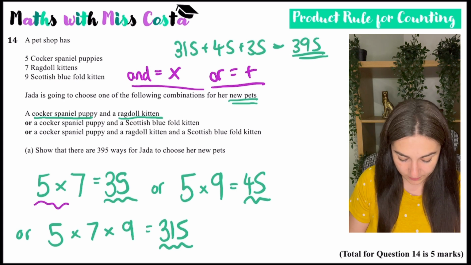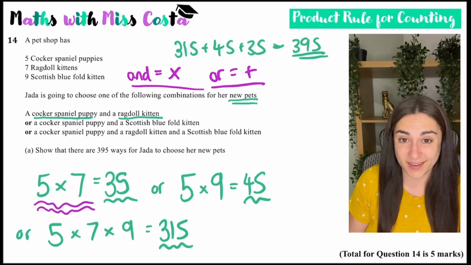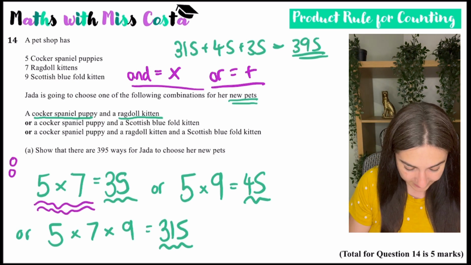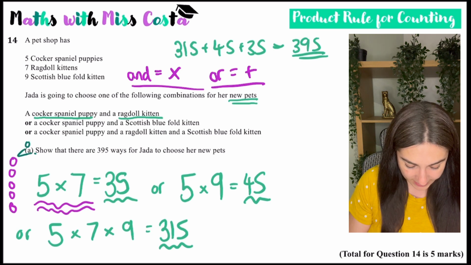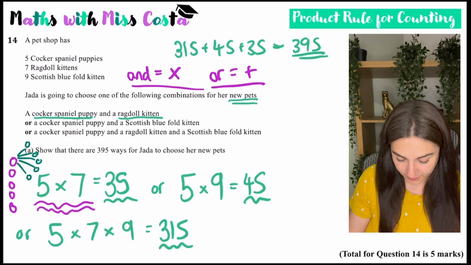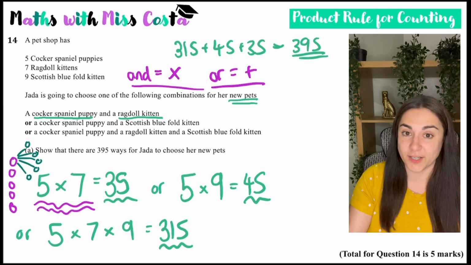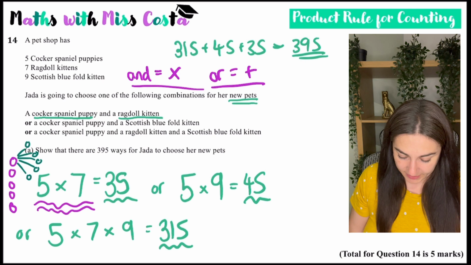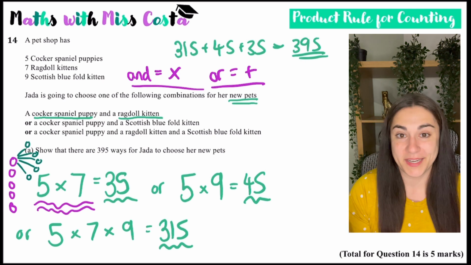And that's why over here when I'm looking at my combinations, I'm multiplying because I have 5 little puppies, 1, 2, 3, 4, 5. And each of these could be paired with any of the 7 kittens. And so that's why I do 5 times 7. And similarly 5 times 9 and so forth. So yeah, that's how I do my combinations.